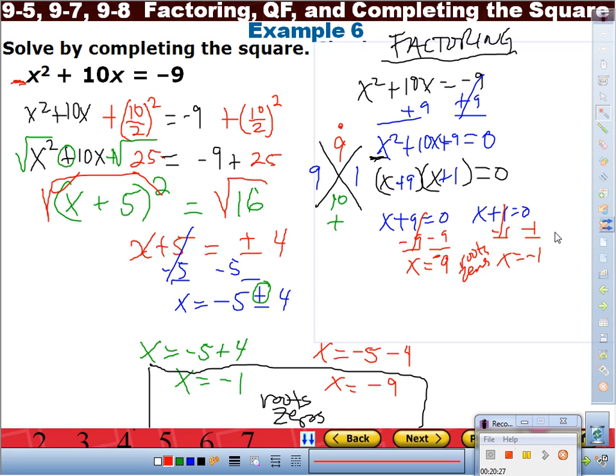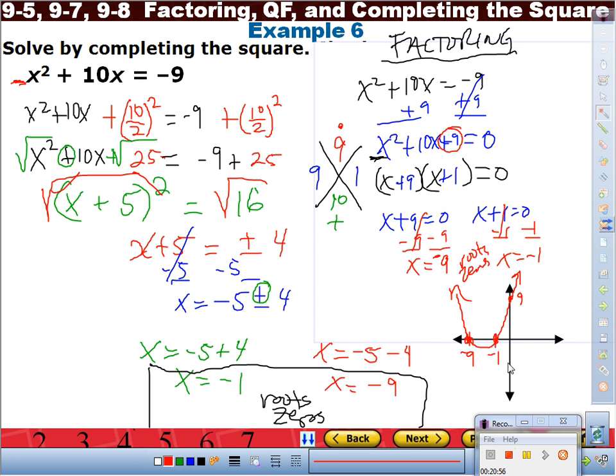Is that correct? All right, let's graph this. I'm going to do a small graph over here. My roots are negative 9 and negative 1. My roots, zeros, these are my x-intercepts also. What's my y-intercept? Positive 9, it's right here. Okay, right there and right there, yes.